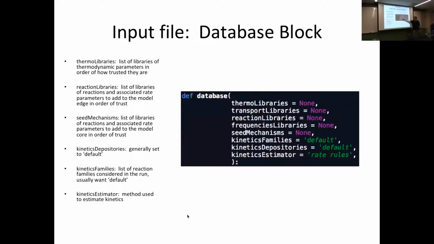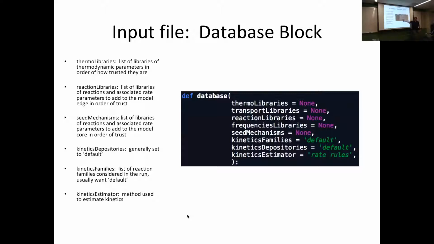So there's another option here. You also have kinetics families. What that does is it sets what kinetics families are available in your run, what types of reactions RMG students happen. And so default essentially means the set of families that we think are generally applicable. There's a few that aren't part of the default. You can also put all if you think those families are important.